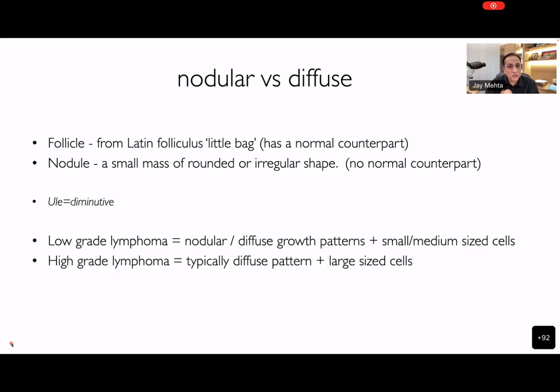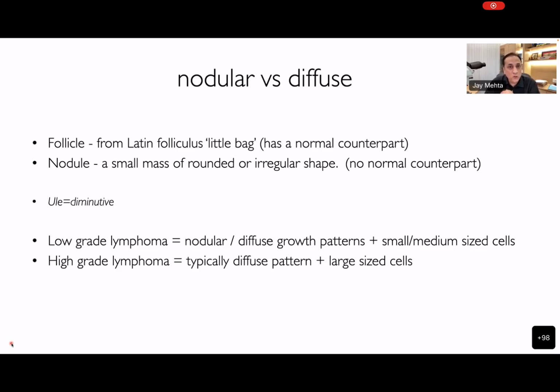We also use another word called a follicular growth pattern. And typically, follicle, you tend to associate by convention with the normal germinal center B cell follicle. So there's a normal counterpart when you call something follicular. It means it's pertaining to the word follicle, the normal follicle. And that word comes from the Latin folliculus, which means a little bag.